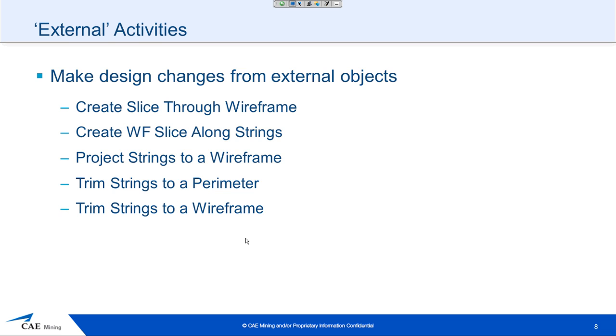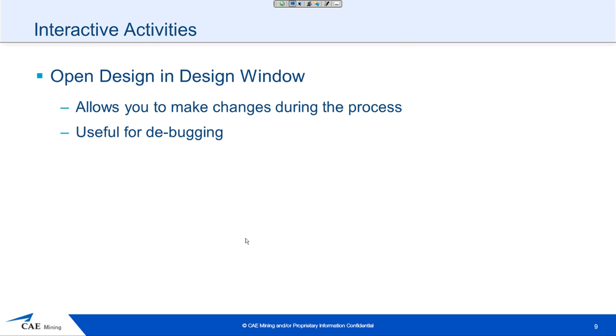And there's one more activity. I've called it the interactive activity. So in our process, we can enter the activity Open Design in Design Window. At this point, it will have completed the previous steps. It will open up the design in the design window. You will be able to make some edits. It's also useful for debugging. You can see what's happened so far. And then once you're happy with those changes, you can hit continue, and it will continue going through the auto layout process, taking into account whatever changes you might have made.